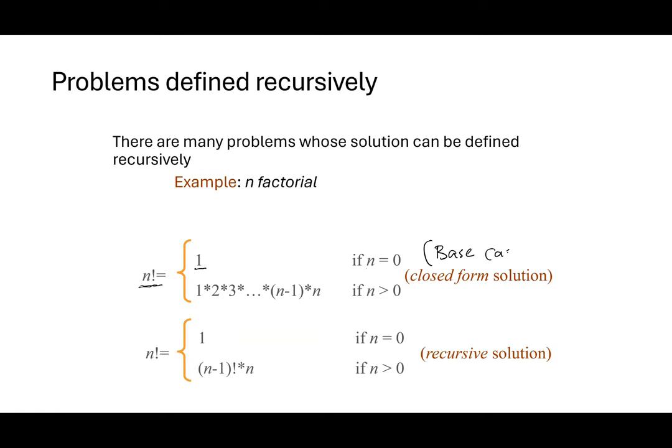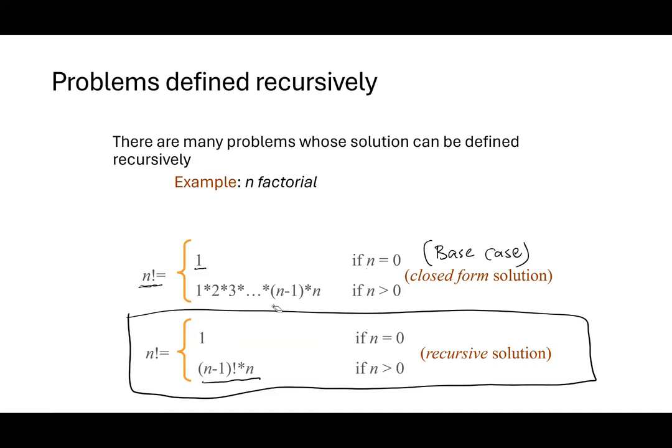And this is a closed form definition. We can just make it recursive like this. So this is the recursive solution for this. Okay. So we write this portion as n minus 1 factorial into n.